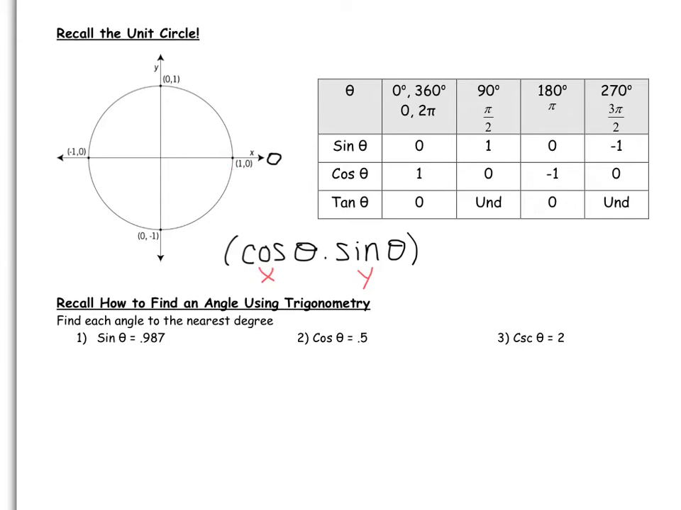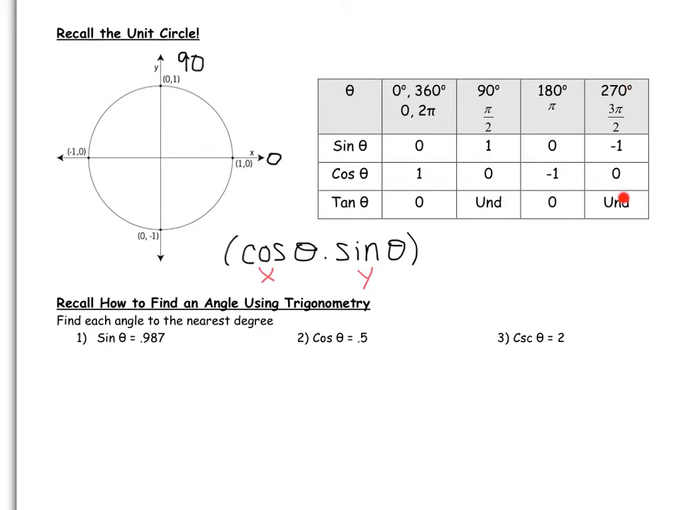What if I wanted to find cosine of 90? I would look at the x value. So cosine of 90 is 0. You look at the x value for cosine. What if I wanted to find sine of 0 degrees? I look at the y value. So sine of 0 is 0. What if I wanted to find sine of 90? I would look at the y value at 90. So sine of 90 is 1.